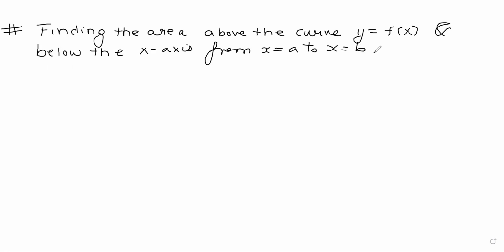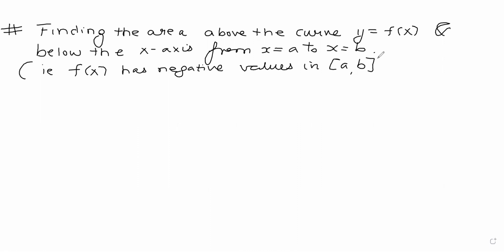So guys, this is the second case. If all of you can recall, the first case which we had done was finding the area below the curve and above the x-axis. Now we are doing finding the area above the curve and below the x-axis. That means now we are in the negative quadrant. So this case simply means that f of x has negative values in the interval a to b. Now how will we find the area?